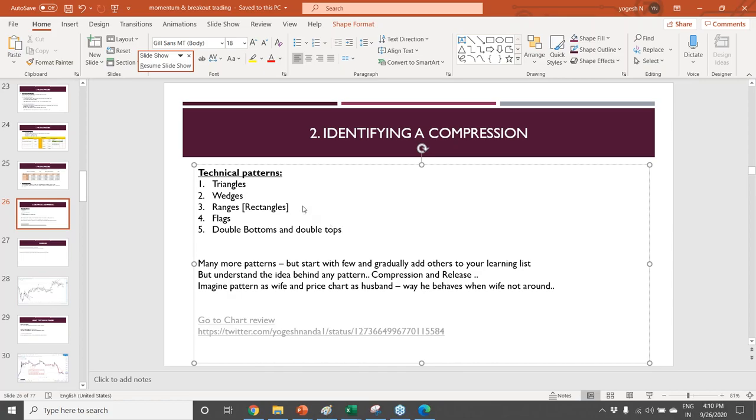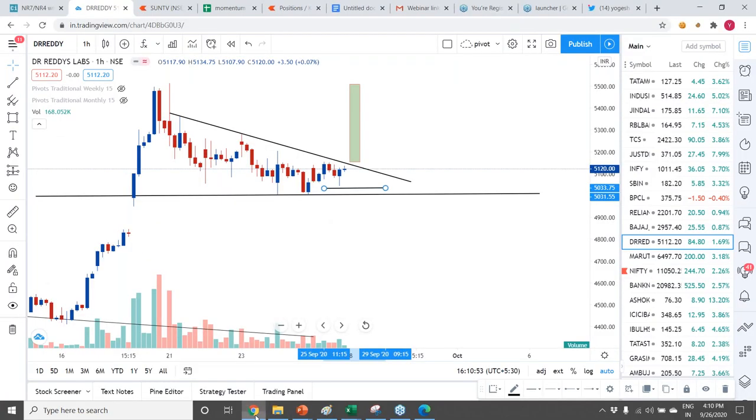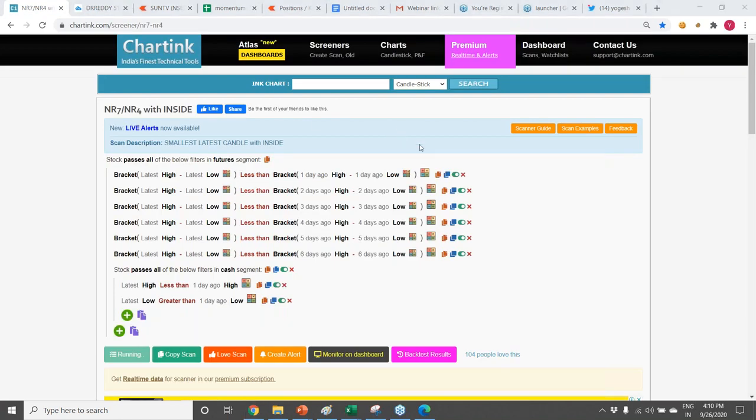Narrow range scan. Yeah, I'll be giving you that. See, this is the narrow range scan. What we mean by narrow range is when today's range, that is today's high minus low, is less than the previous 6 days' ranges. That is a narrow range day. It means volatility is very much compressed as compared to the last 7 days. So that is the best scan.